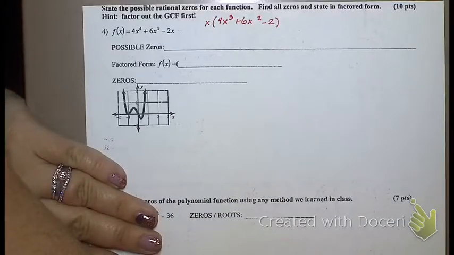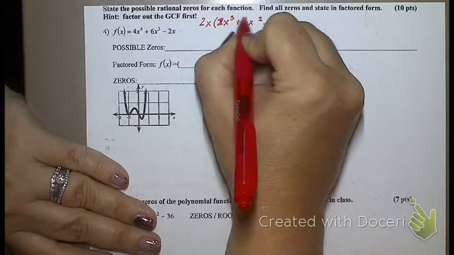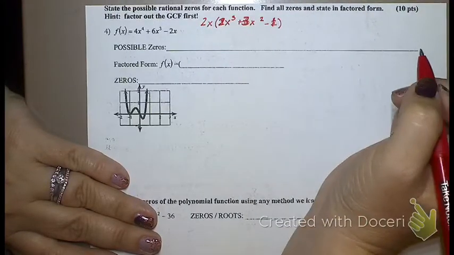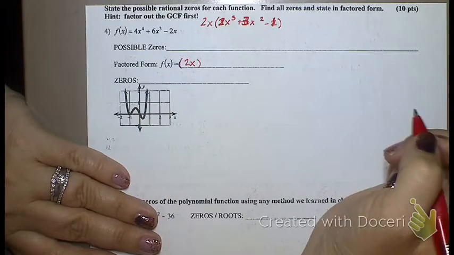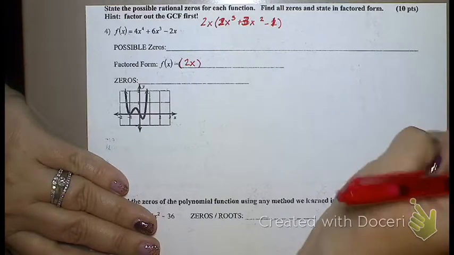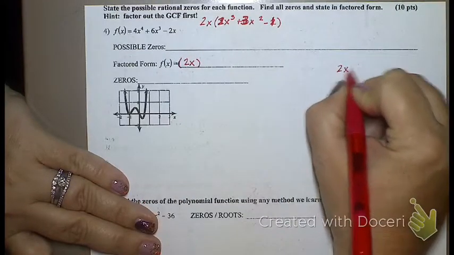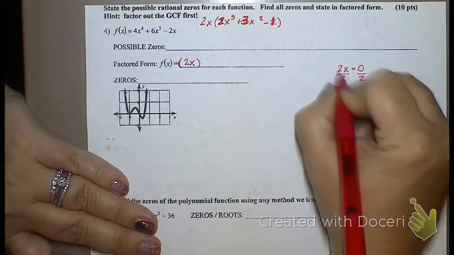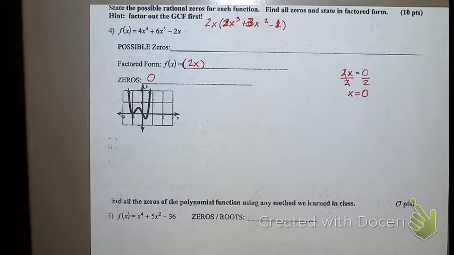Is that enough? What was your answer? I said, can you take out a 2x? I can take out a 2 also, can't I? So I need to take out a 2. That makes this a 2, this a 3, and this a 1. So in my factored form, I've got 2x out in front. You can put it in parentheses or not in parentheses, doesn't matter. But I've got a 2x taken out. Okay? What is the 0 that I get from there? If I set 2x equal to 0, and I divide by 2, what's 0 divided by 2? So the first 0 is 0, or the first root is 0.